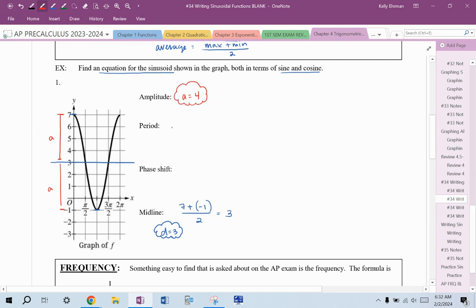What's the length of the period? So the length of the period, this looks like a cosine graph, right? It completes itself, starts and stops in the same point from 0 to 2 pi. Now our goal is not to find the period, it's to solve for b.